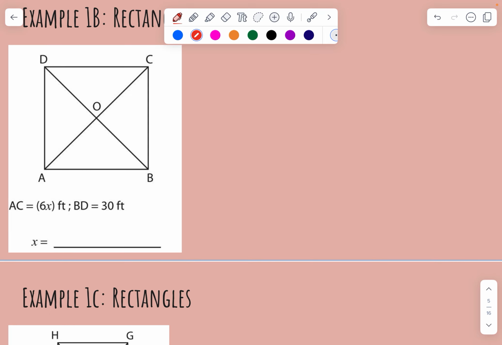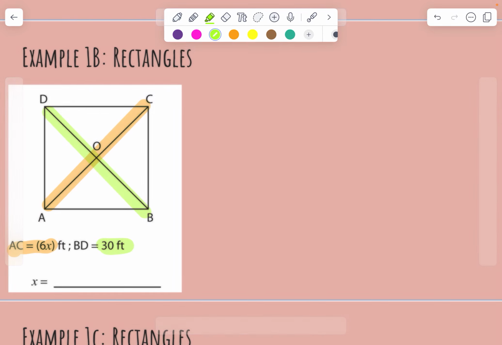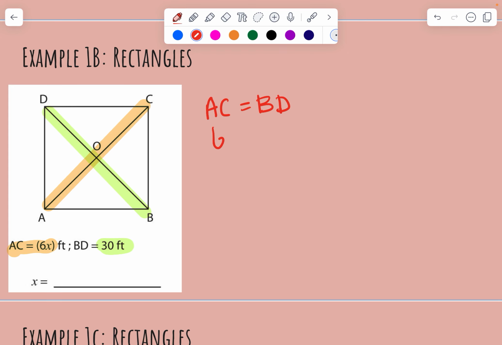So get another one here. AC is 6x. And BD is 30. So we need to find x. Well, we know that AC is equal to BD. So 6x is equal to 30. Dividing both sides by 6, we would get x is 5. So x is 5 feet.